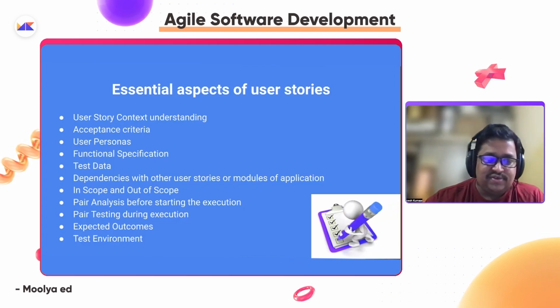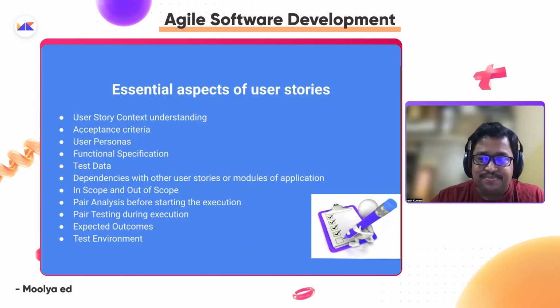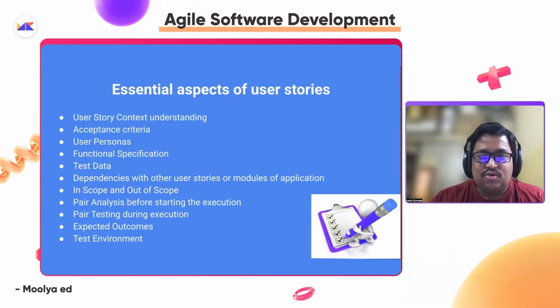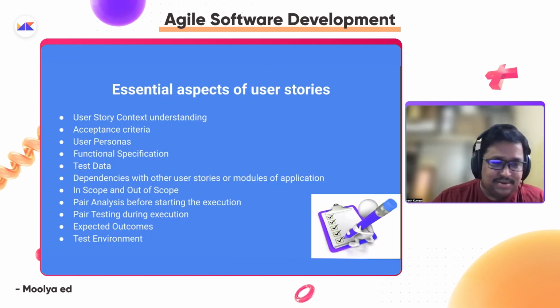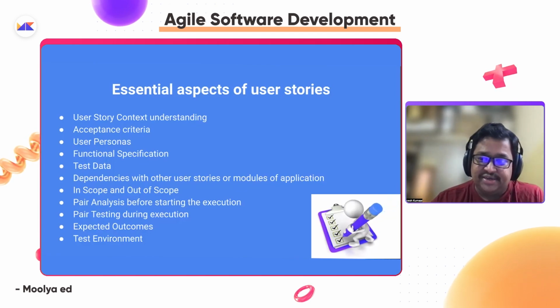To understand this, we need to ask and have an understanding about the test data as well. Which means when we talk about test data, you know as a tester what all the inputs you are going to give and what all the expected outcomes are. So I think we also have the expected outcomes in this list. But yeah. The next one is the dependency with the other user stories or the modules of the application.